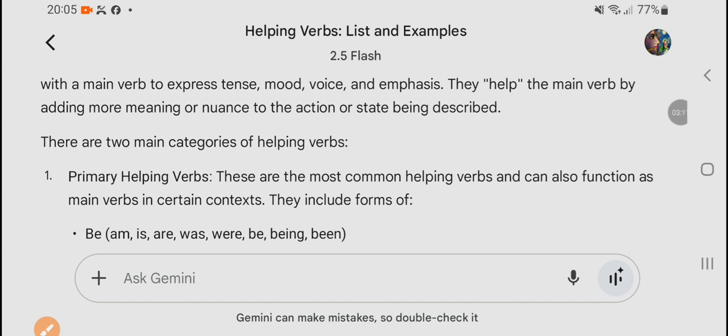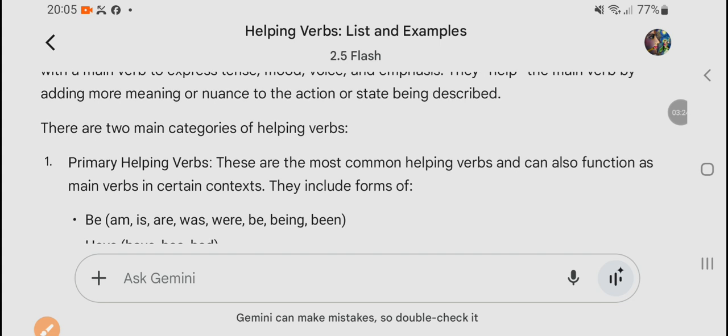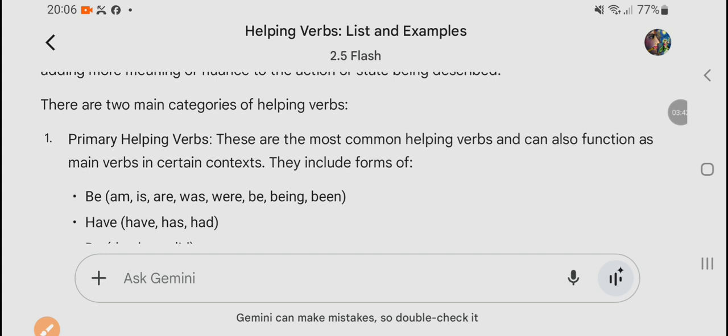They help the main verb by adding more meaning or nuances to the action. So helping verbs are used for adding more meaning or nuances to an action. Each and every action changes a little, so sentences are made with the help of a helping verb, or state of being. For example, she is a good girl. So is shows a state, right? So these are the major usages of helping verbs.